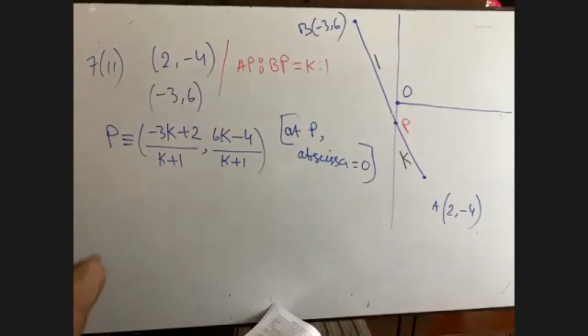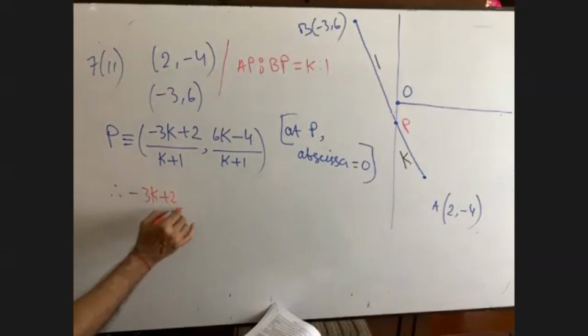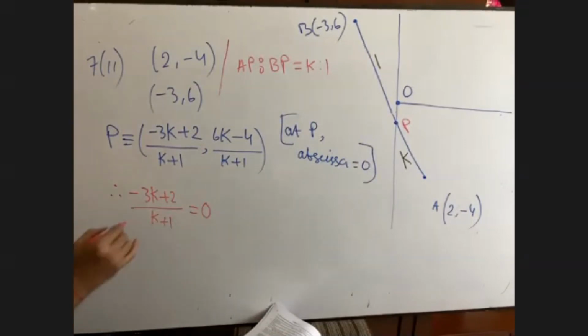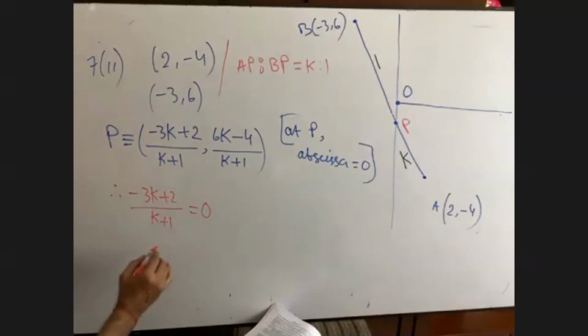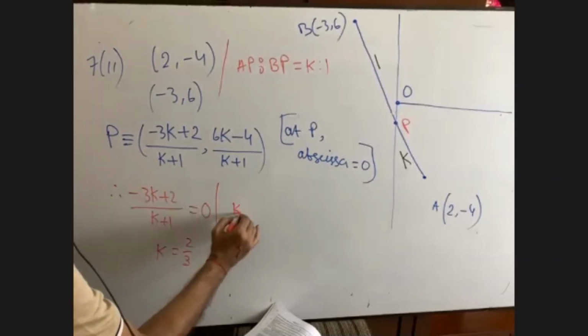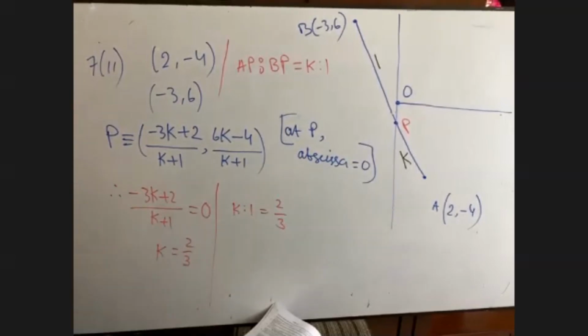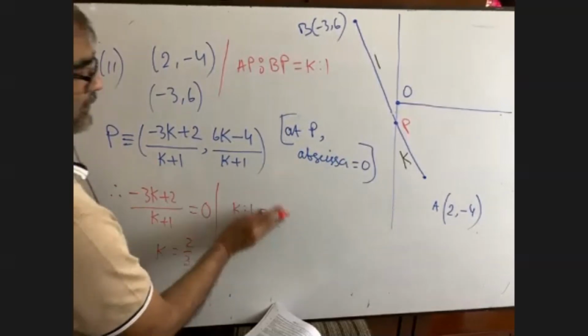So we get this is the part of X: minus 3K plus 2 by K plus 1 is equal to 0. From here we get K is equal to 2 by 3. That means K is to 1 equals to 2 is to 3.